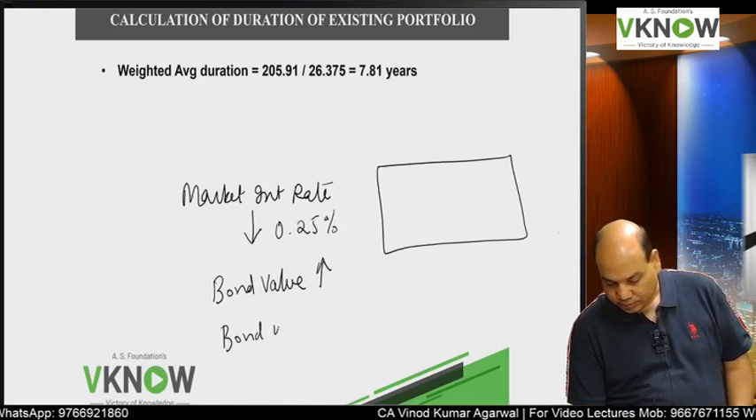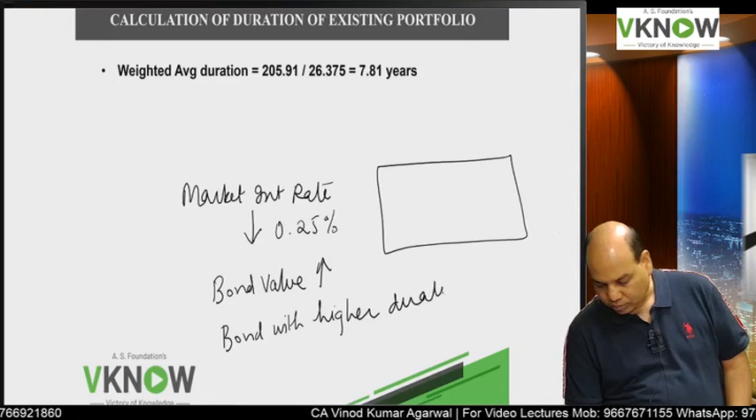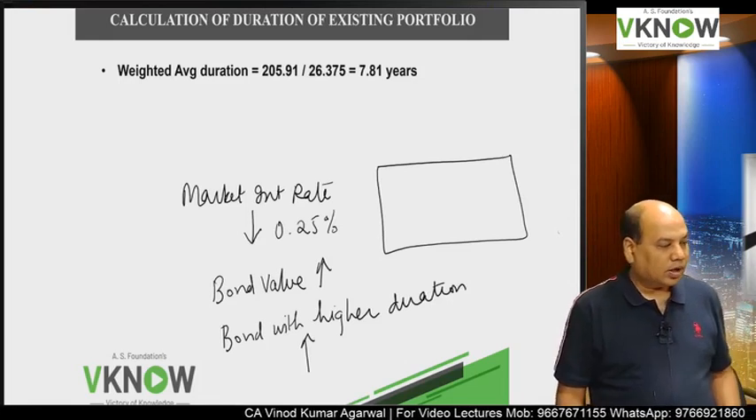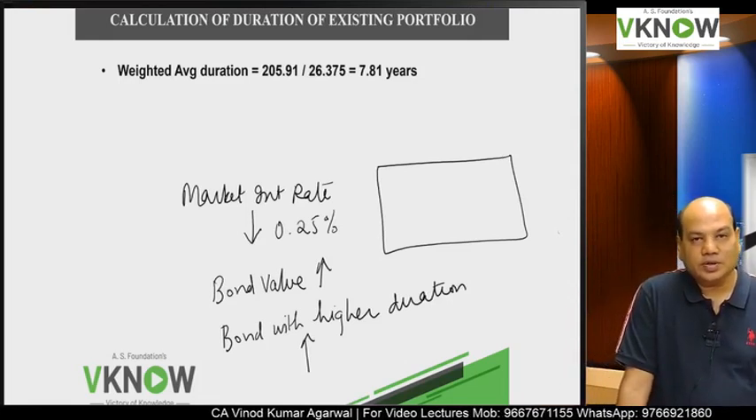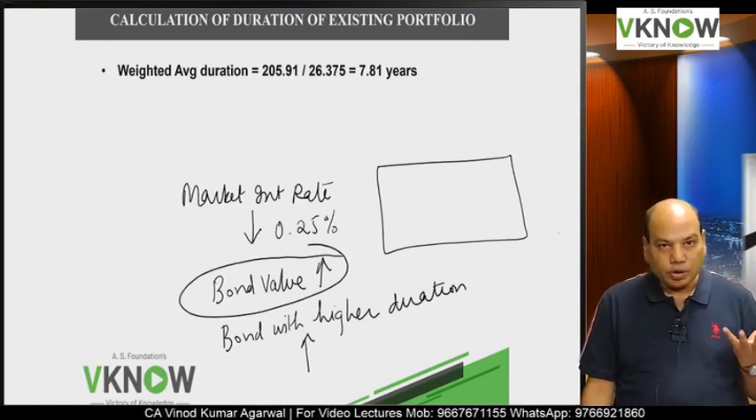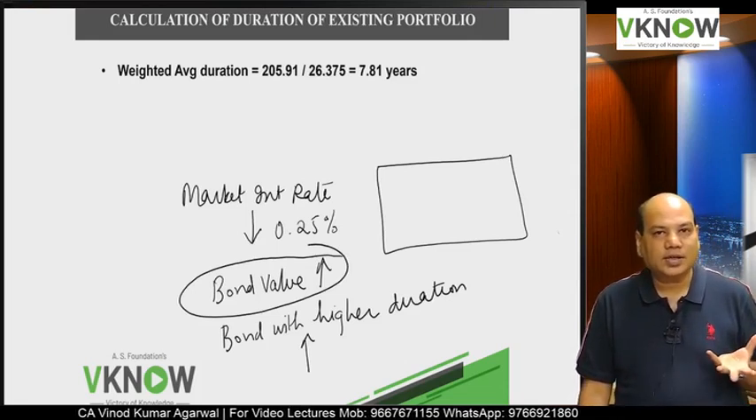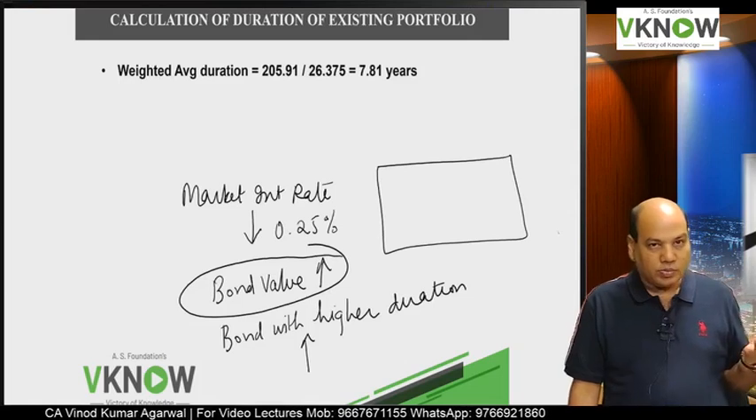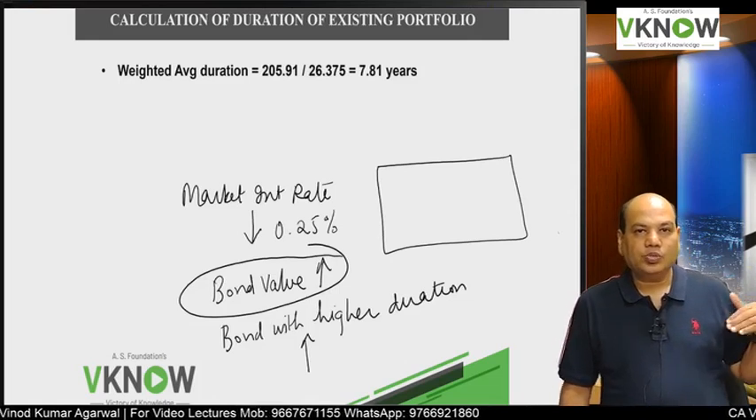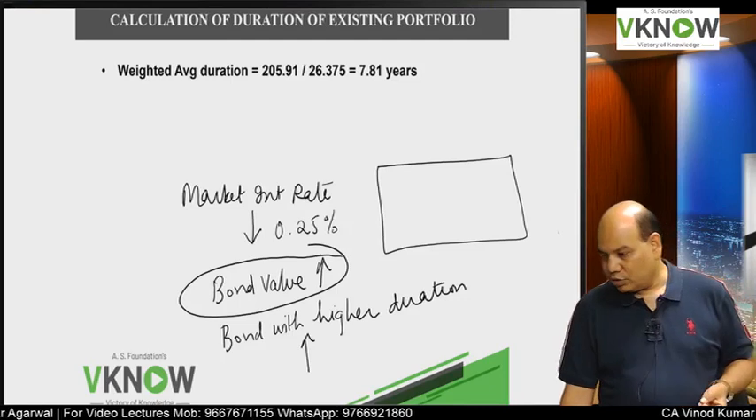Bond with higher duration. Bond with higher duration will have higher price appreciation. Higher the duration, higher the price sensitivity. So you will profit more if the duration of the bond is higher. For the same change in YTM, it will produce a higher impact on the bond price. So now I have given you enough hint.